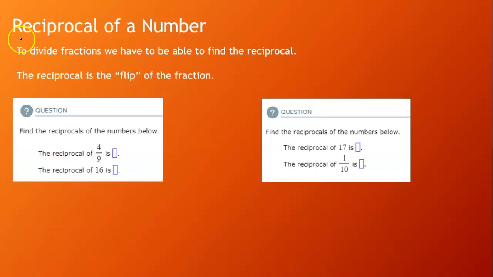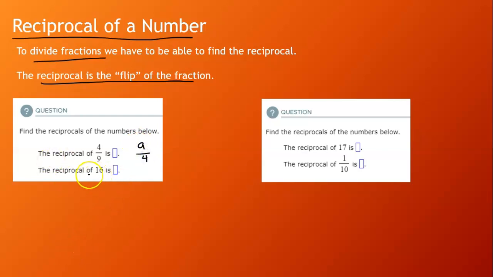All right, you need a new heading, reciprocal of a number. Reciprocal of a number is something that we need to be able to divide. So I want you to write this down. The reciprocal is just the flip of the fraction. So for this first one here, the reciprocal of 4/9, we just flip that over and it's 9 over 4.